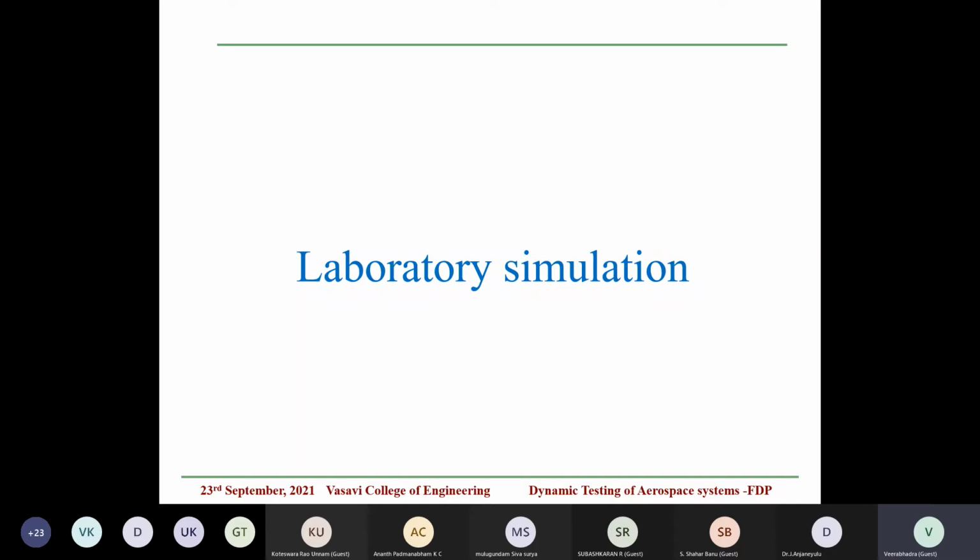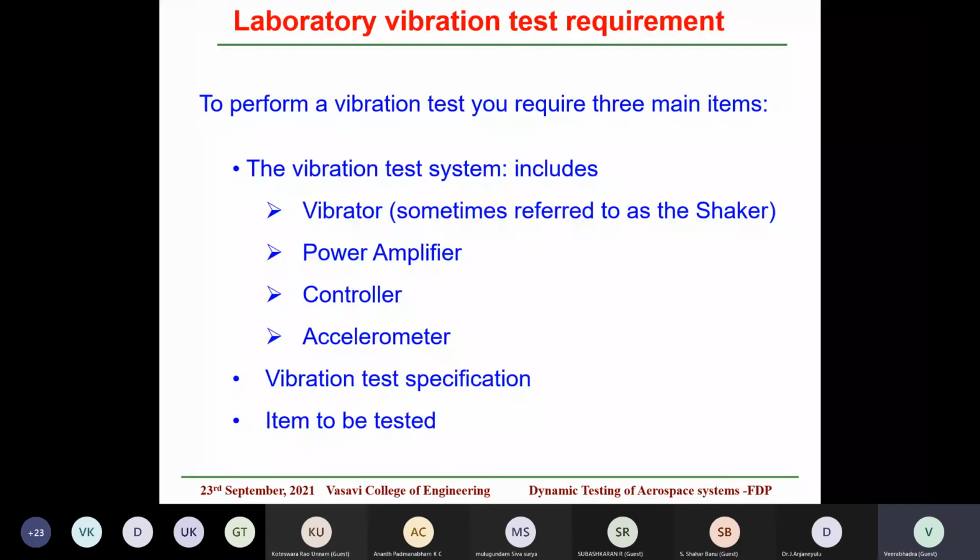Both are simulated on one equipment. Test specifications will be different. Now I'll be explaining how we are simulating them in the laboratory. To do this vibration test, we need three things basically. You need a vibrator, also sometimes referred to as a shaker, electrodynamic shaker, mechanical shaker or electrohydraulic shaker. And we also need a power amplifier, a controller, and an accelerometer or instrumentation system or data acquisition system. Apart from this, we also need vibration test specifications.